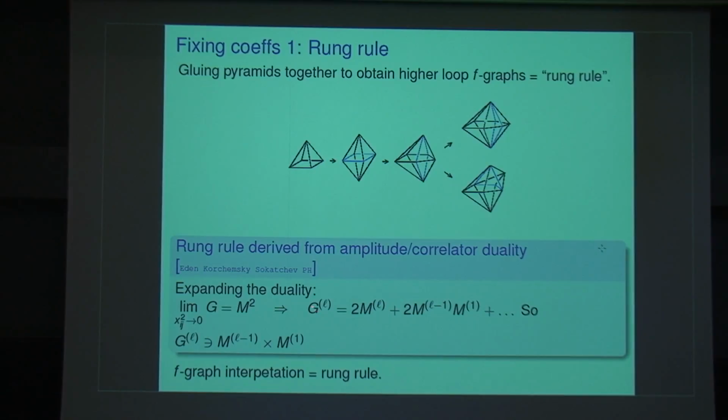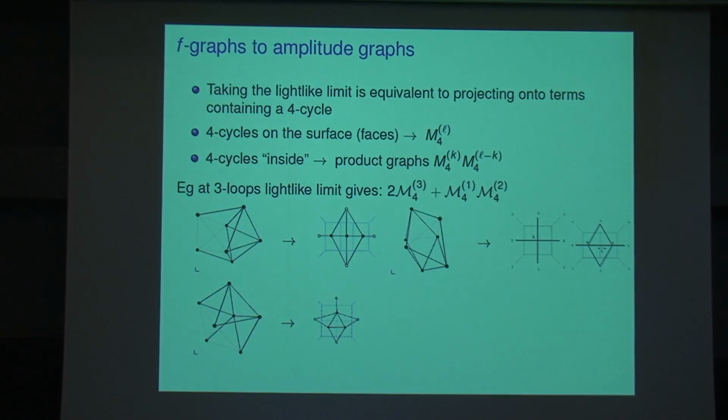So the limit of the correlator, sorry, that should say limit of the correlator, gives me the amplitude squared, which contains lots of terms. In particular, it always contains a term with the L minus 1 loop amplitude times the 1 loop amplitude. And this is what we saw here, in fact, with this graph. But you see, the 1 loop amplitude is actually a pyramid. So this 1 loop amplitude you can think of as a pyramid that you stuck onto a previous graph, the L minus 1 loop graph.